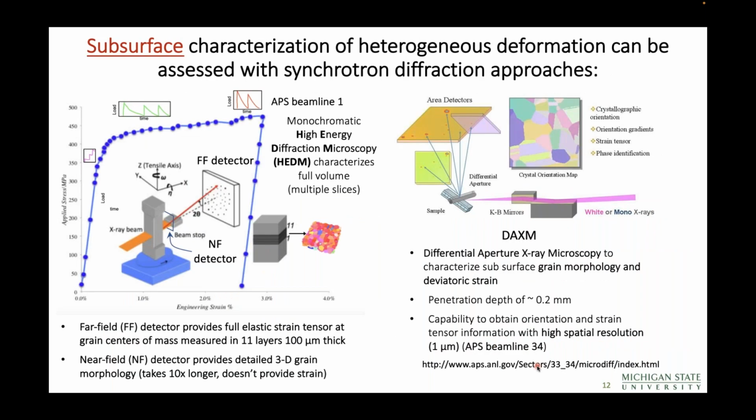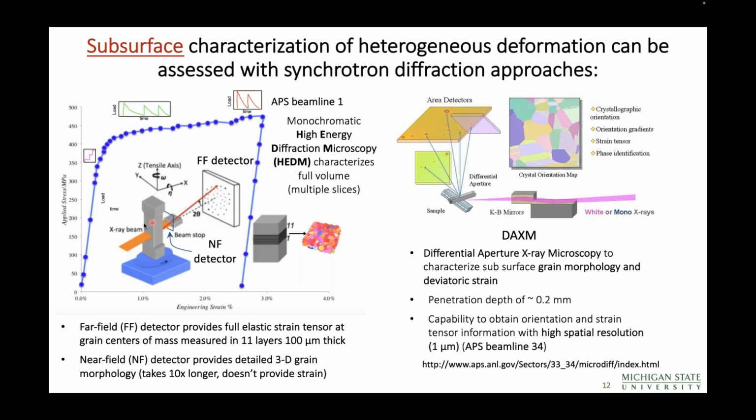So let's focus for the rest of this time on what's happening subsurface. And we're using 2 X-ray diffraction methods. One at the APS beamline, Advanced Photon Source at Argonne Lab, beamline 1, which has a monochromatic high energy diffraction microscopy station. And here we did a tensile experiment, stopping periodically to measure all the diffraction patterns by rotating the sample about the tensile axis and collecting a whole ton of diffraction pattern information.